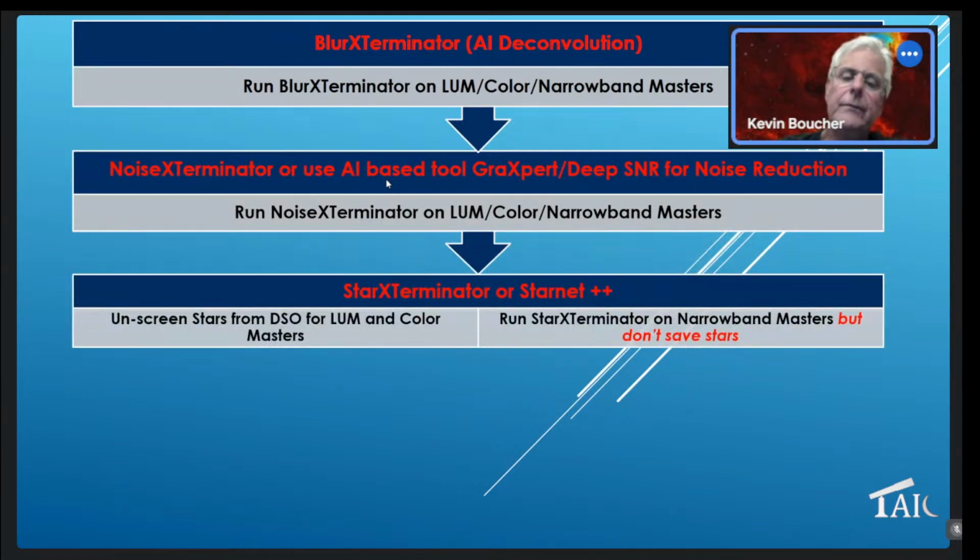And here's where what I used to do has changed a little bit from this point on. Now, using StarXTerminator or StarNet++ if you're not using PixInsight, or if you just don't want to pay for StarXTerminator, here's where I like to unscreen my stars from my DSO for the luminance and the color masters. In other words, for the luminance and the color masters, I'm saving both the DSO and the stars as separate images. And for the narrowband masters, I just don't save the stars. So I uncheck the box on StarXTerminator. I don't save those star masters at all.